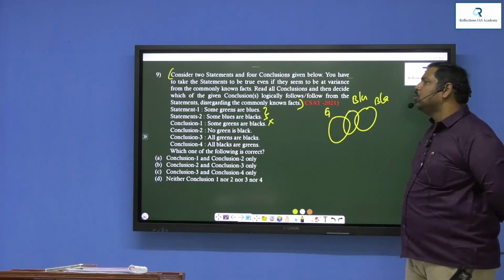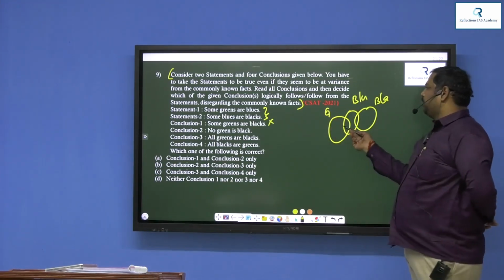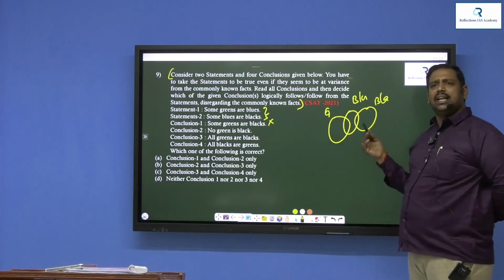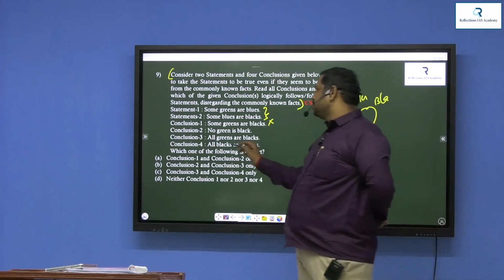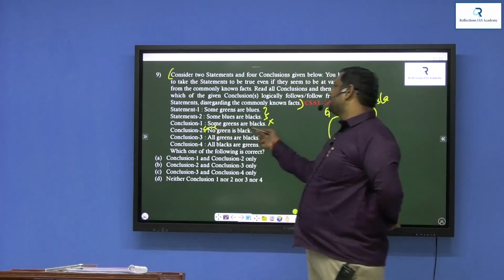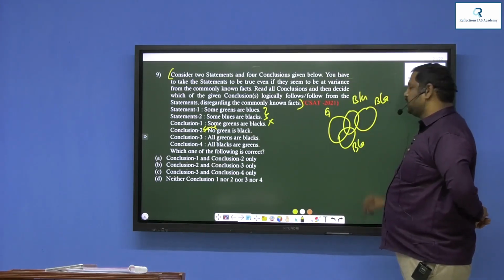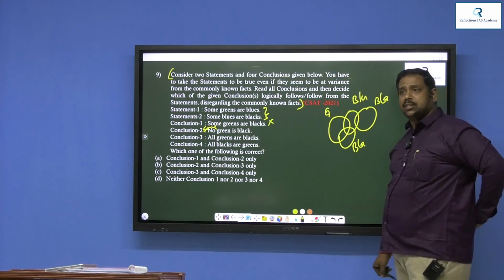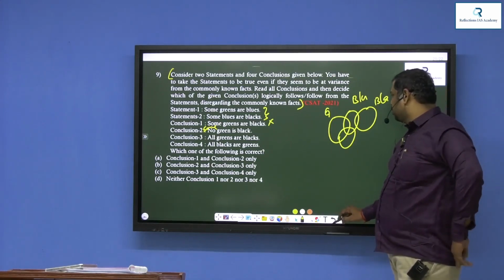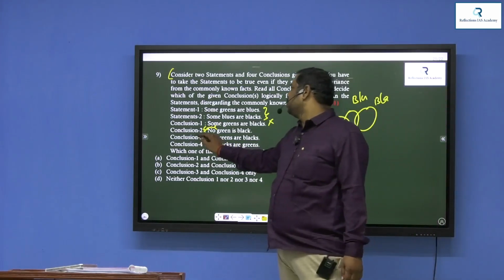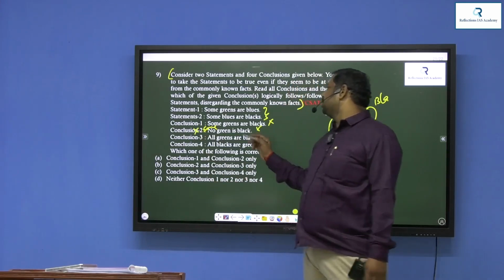Second one. No green is a black. Definite negative from the basic, correct. Go with the negation. What's the negation? Some greens are black. Now I have to check it as a possibility. Can I draw the black like this? Yes. Negation is possible, and negation is possible means the conclusion is wrong. Second one is wrong.